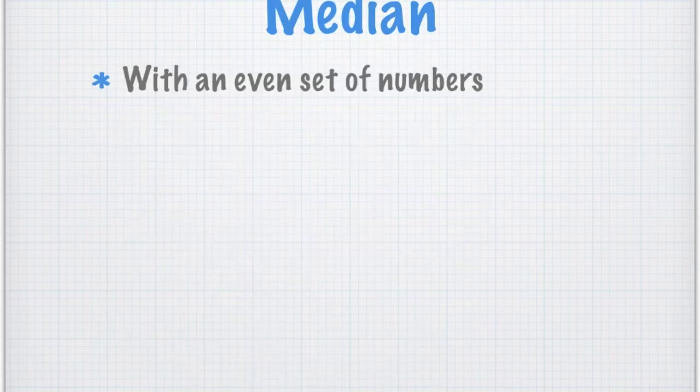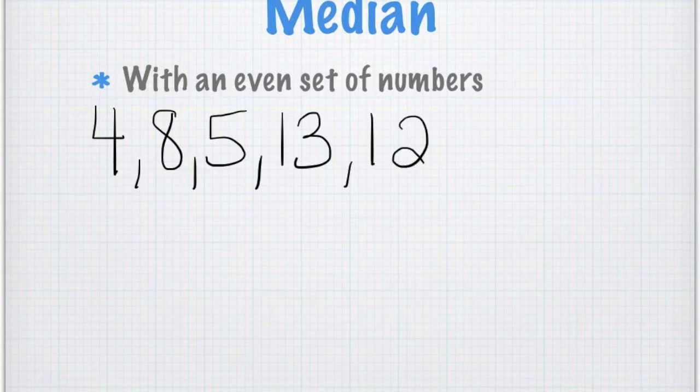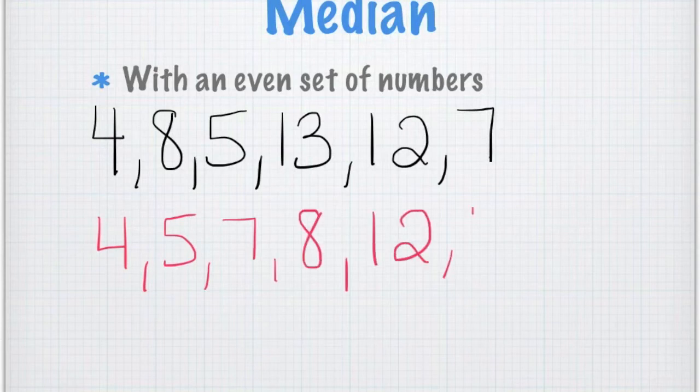It gets a little trickier with median if you're doing an even set of numbers. So that's if it's not odd. There are 2, 4, 6, 8, 10 numbers in your set. So we have our same numbers, 4, 8, 5, 13, 12, and we're going to add in 7 so that we have 6 numbers. So we're going to order them again from least to greatest: 4, 5, 7, 8, 12, and 13.